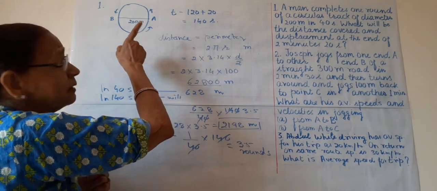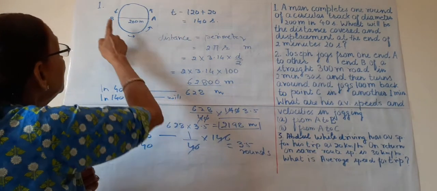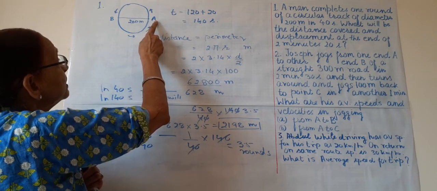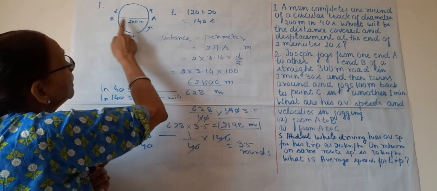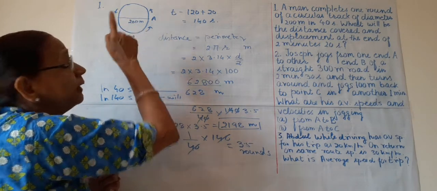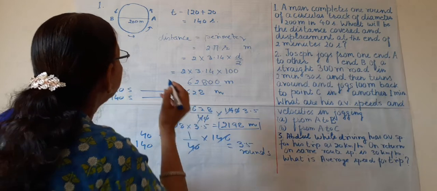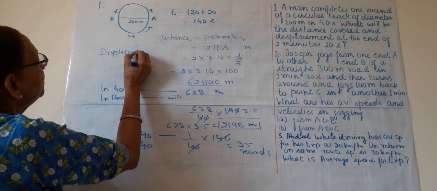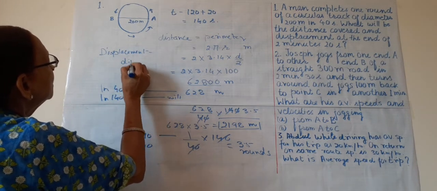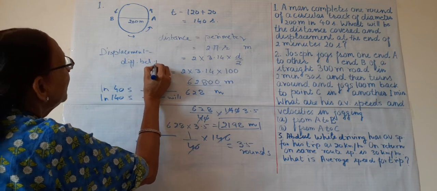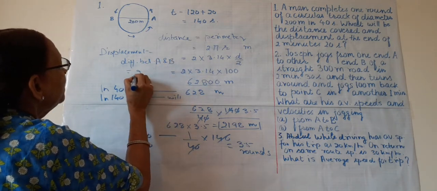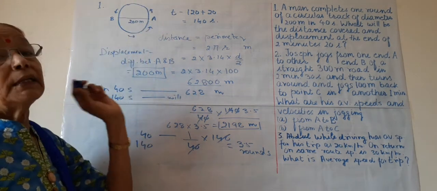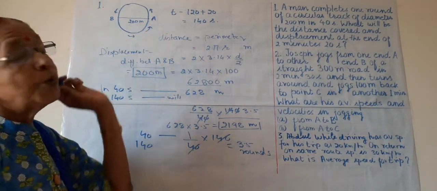So what will be the distance? Displacement is the difference between final position and initial position. The initial position is A, this is B, and the distance between them is 200 meters. What will be the displacement? Displacement will be the difference between A and B, and it will be 200 meters as is given. So this is the answer. The displacement is 200 meters.